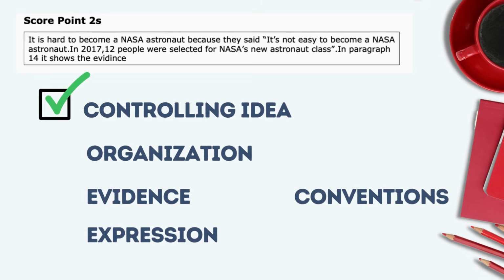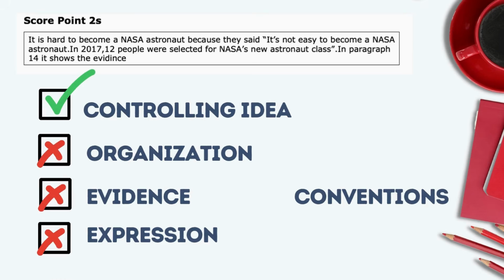So here there is a controlling idea. They're addressing the prompt, but it's not developed super thoroughly. There is actually no introduction or conclusion present and no organizational structures because there's really only 3 sentences here. The writer attempts to provide evidence and the expression of the idea is ineffective because there's very little original writing and they're trying to copy from just the passage.